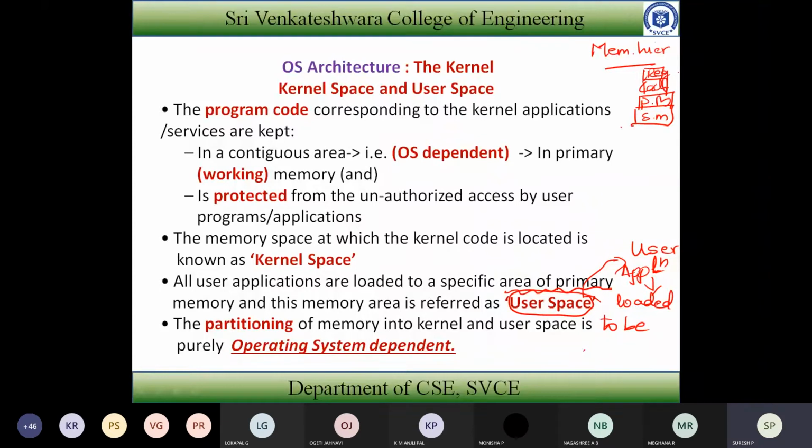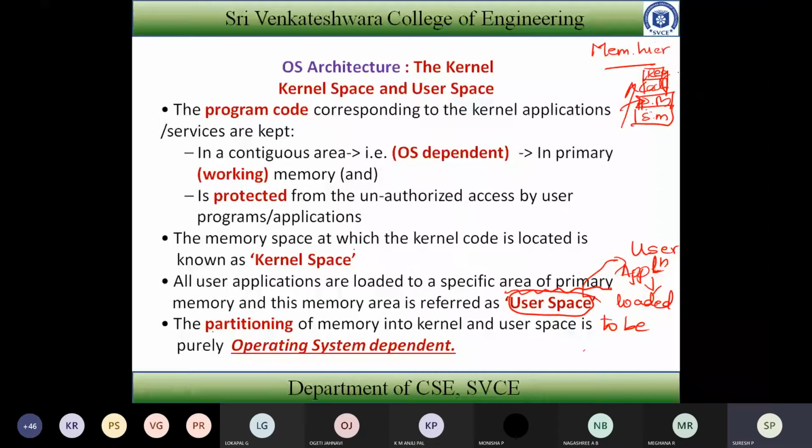So now when it comes to the primary memory, even the application which you need to run has to be loaded into a specific area of the primary memory. That particular part of the code, that area, is referred to as what? User space. So for that, a partition is going to happen there.